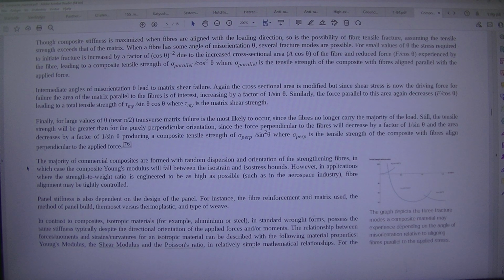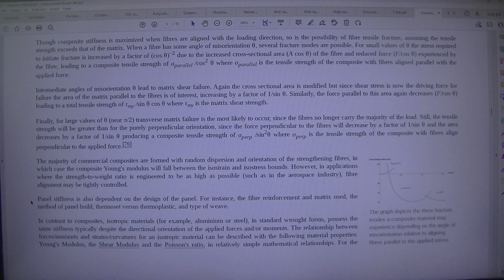Panel stiffness is also dependent on the design of the panel. For instance, the fiber reinforcement and matrix used, the method of panel build, thermoset versus thermoplastic, and type of weave. In contrast to composites, isotropic materials, for example aluminium or steel in standard wrought forms, typically possess the same stiffness despite the directional orientation of the applied forces and/or moments.